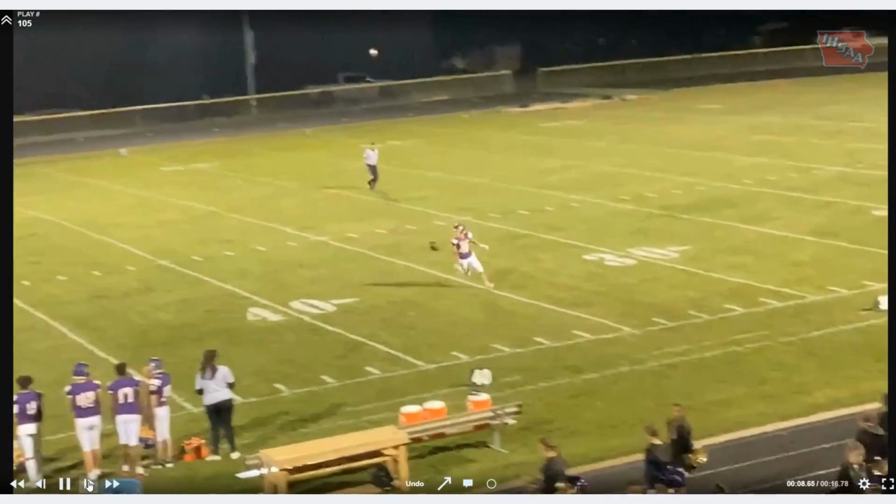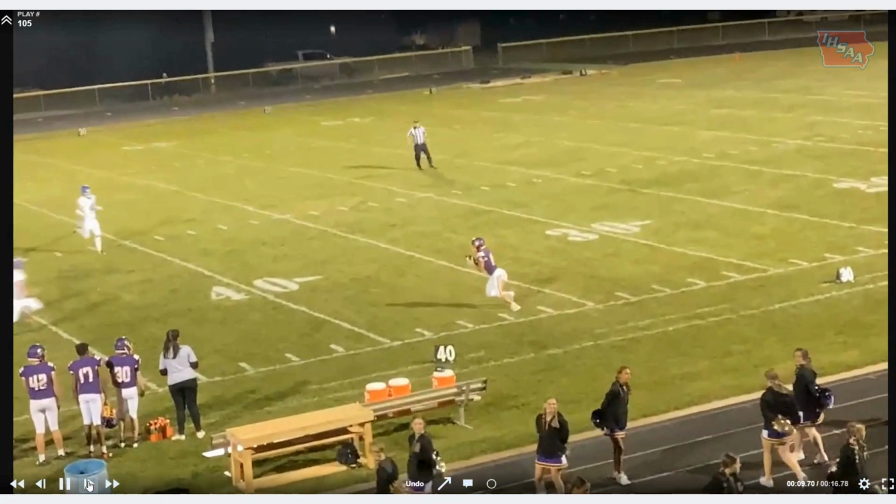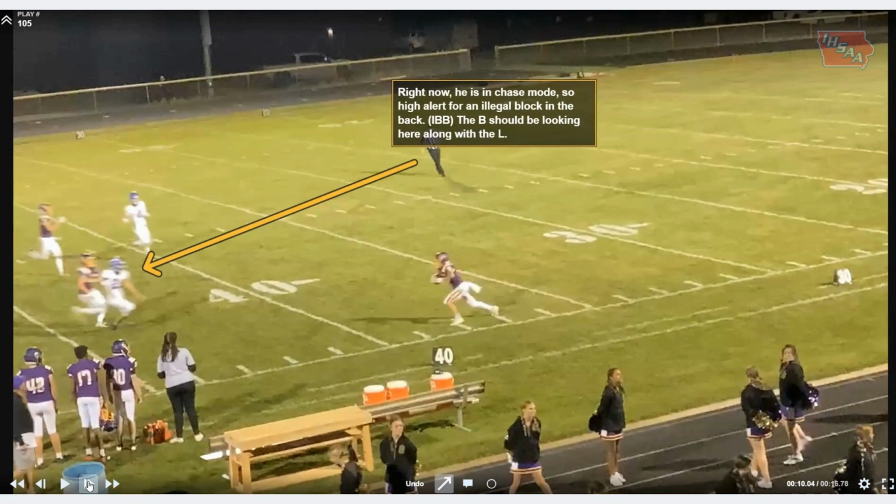Back judge in pretty good position. Right now, he is a runner. So right now, our back judge no longer has to worry about this. He does not have progress. You should be on blocks. This guy is in chase mode. So any contact in the back would be a foul if he is in chase mode behind him.